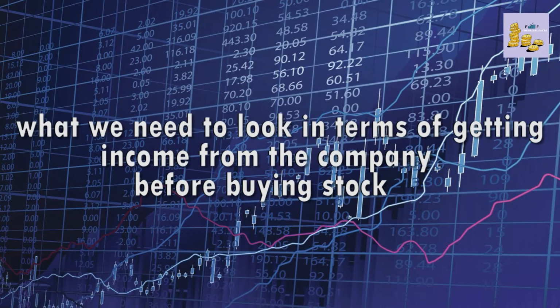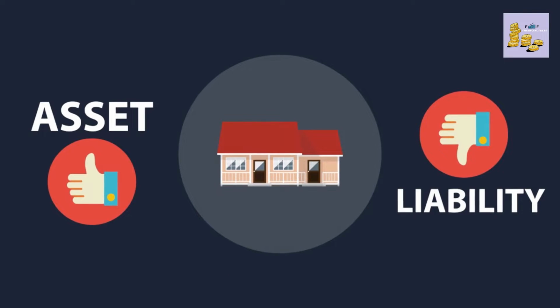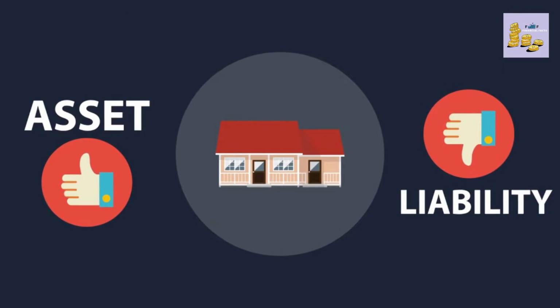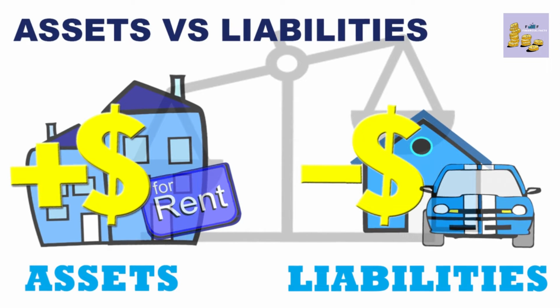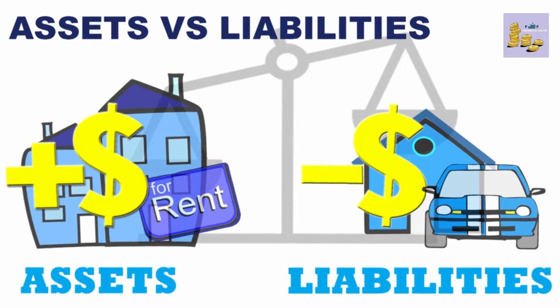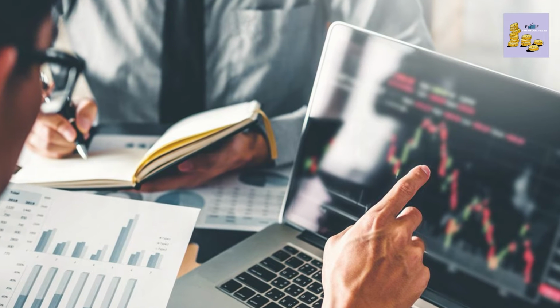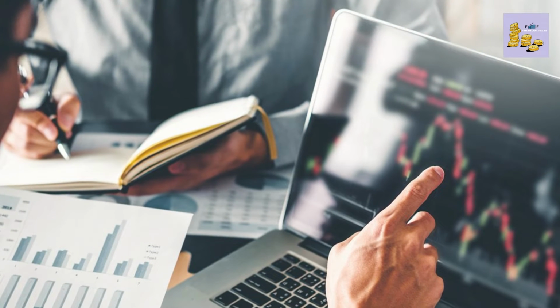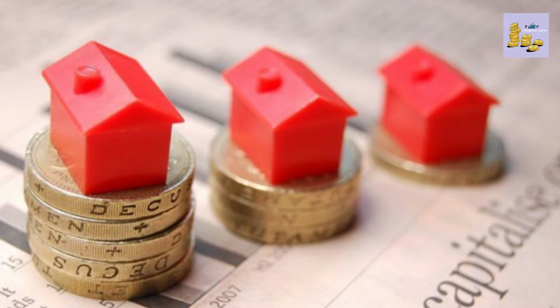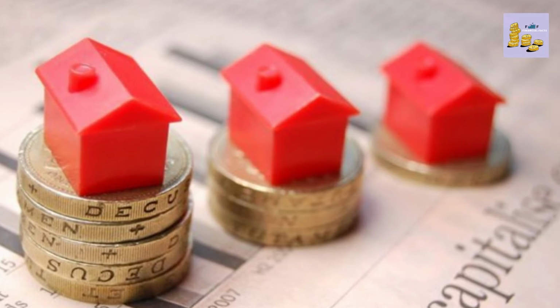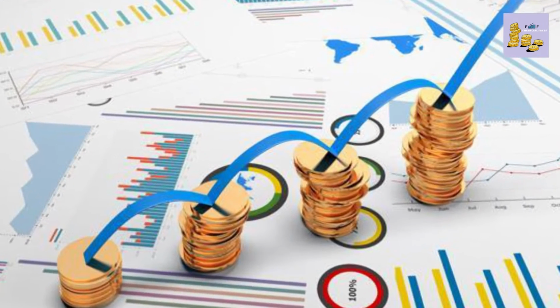Today I am going to tell you a few important tips about what we need to look at in terms of getting income from the company before buying the stock. The first one is the asset and liability. When it comes to company asset and liability, the year over year and the quarter over quarter increasing asset and decreasing liability is a good sign for the company's growth, which tells us the company is growing its asset value every year and paying off its debts.